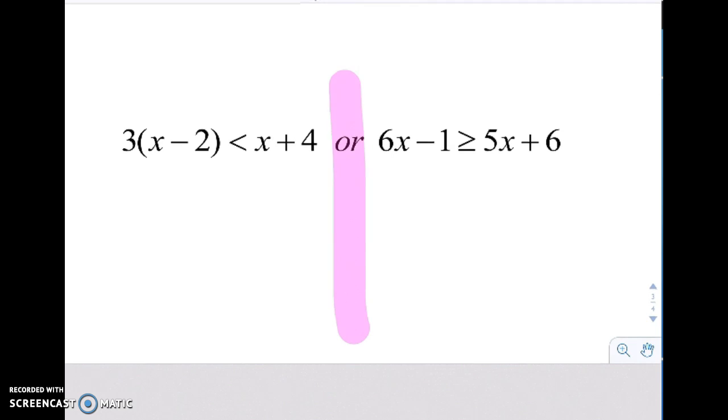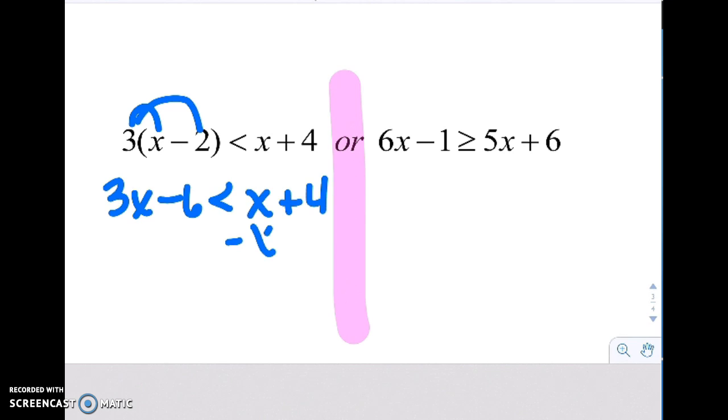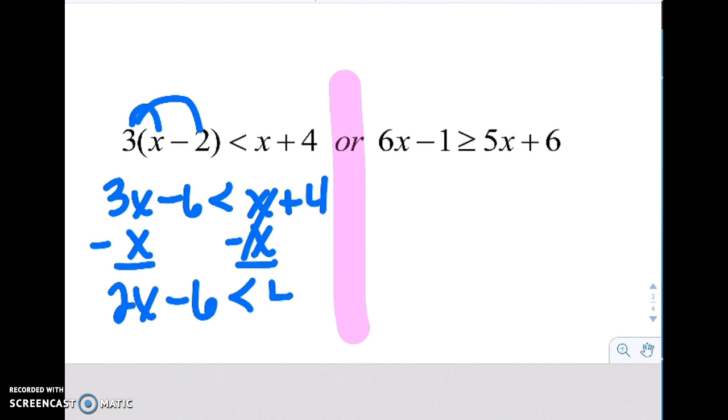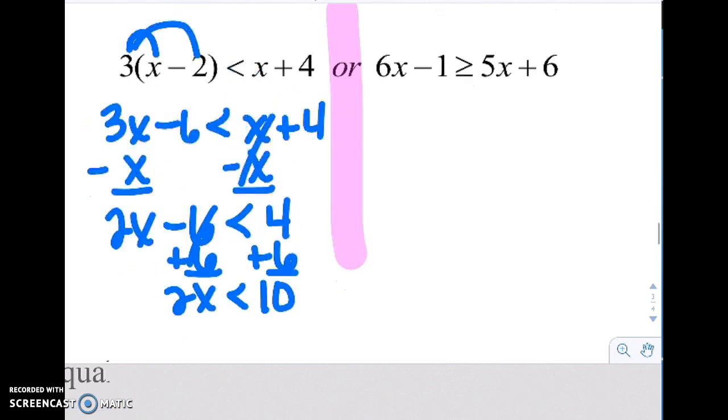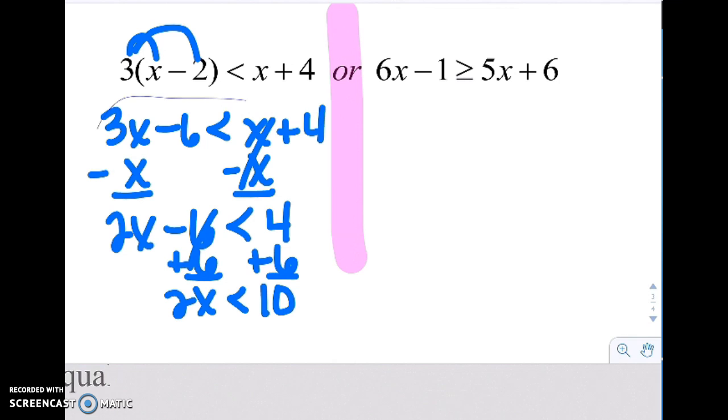So we'll start over here on the left. Distribute your 3. We get 3x minus 6 is less than x plus 4. Then we're going to subtract our x on both sides. So we get 2x minus 6 is less than 4. Continue to solve, add 6 on both sides. 2x is less than 10. I'm going to move this up a little bit so it doesn't get in the way of my answer that I've previously written down here.